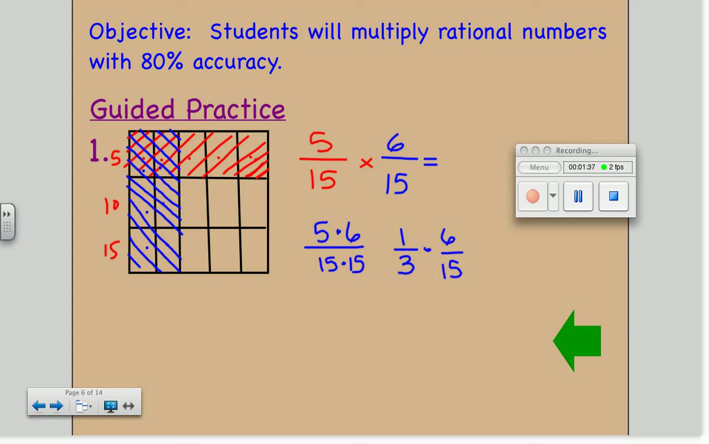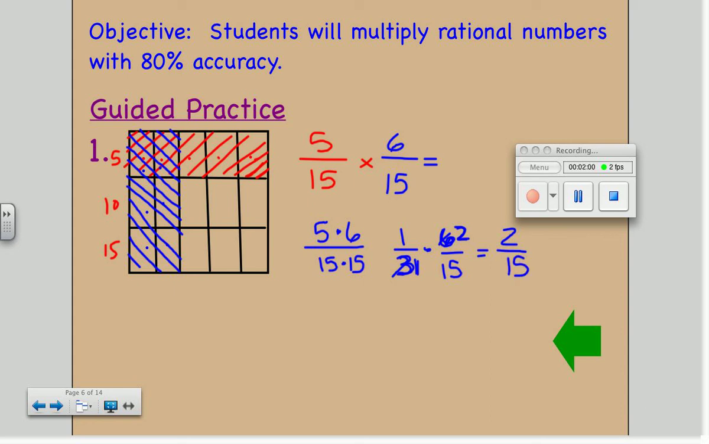Wait a minute. Now that I'm looking at this, I can reduce it again. I can reduce the 3 and the 6. The 3 becomes 1, the 6 becomes 2, dividing them both by 3. So in other words, 3 divided by 3 is 1, 6 divided by 3 is 2. Now it's even easier to multiply straight across. 1 times 2 is 2, and 1 times 15 is 15.